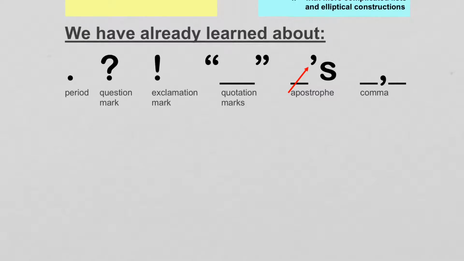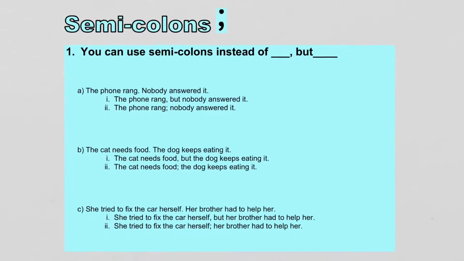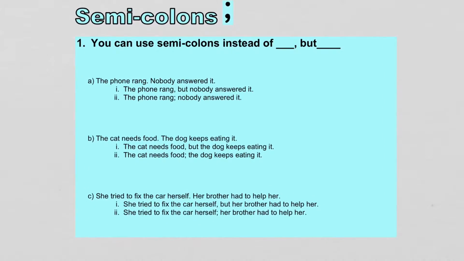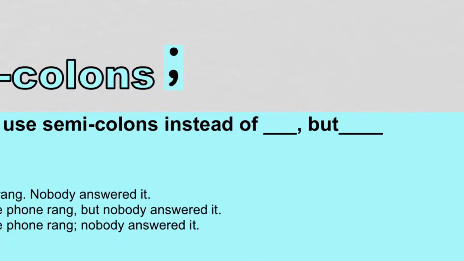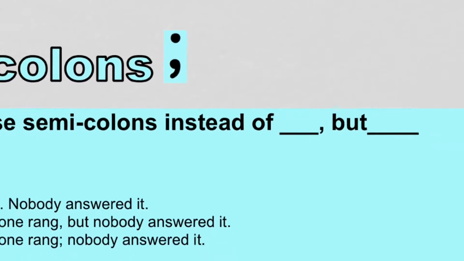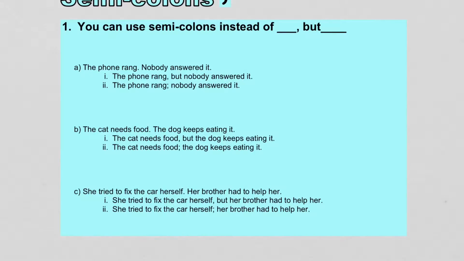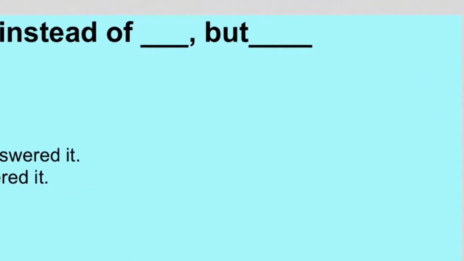Just before I continue, this is what you've already learned about. You've already learned about periods, question marks, exclamation marks, quotation marks, apostrophes, and commas. Semicolons are equally as fun as colons. All right, so the first way of using a semicolon, and remember that the semicolon is different than the colon, the semicolon has the dot on the top and the comma on the bottom there. So you can use semicolons instead of a comma but.